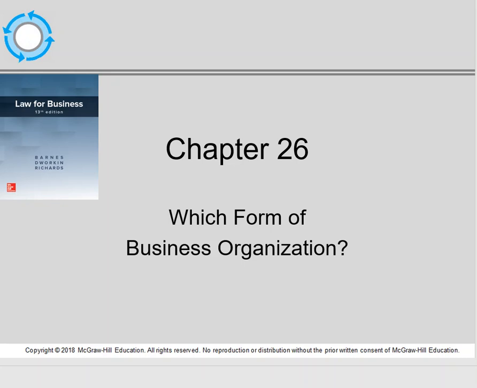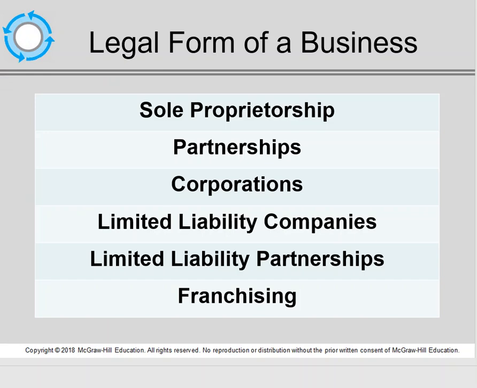Today's lecture will be on Chapter 26. What type or form of business organization should you choose? As you can see from this slide, there are many ways that you can form your business.